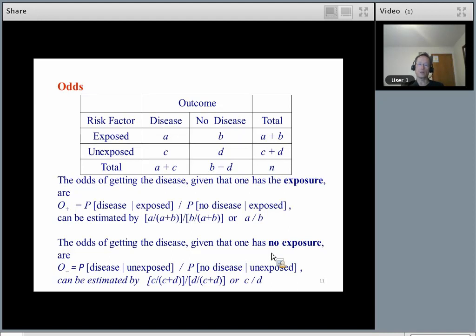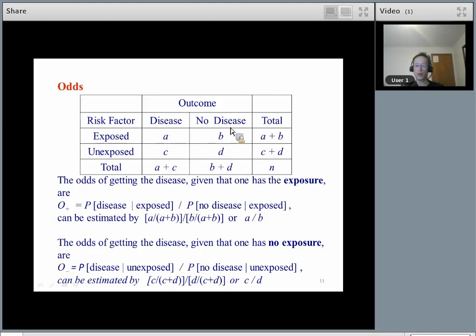The other statistic that we use to evaluate the risk is the odds ratio. The odds ratio, of course, is the ratio of odds. So first we want to review the idea of odds. In the disease and risk factor situation, the odds we're interested in are the odds of getting disease. If you're exposed to the risk factor, what are the odds of getting disease? That is also defined by a ratio of conditional probabilities.